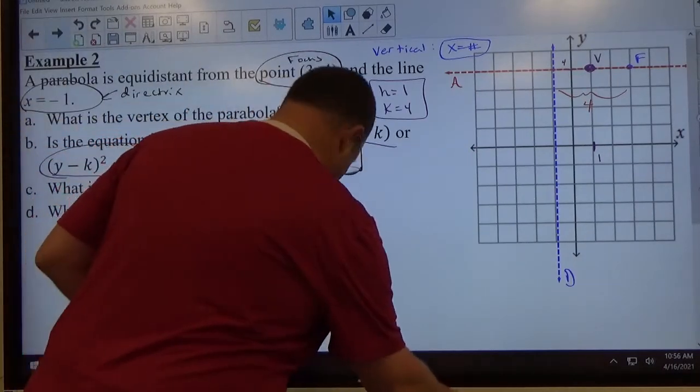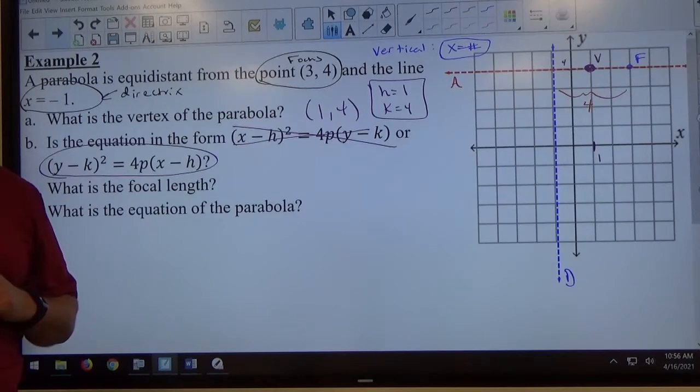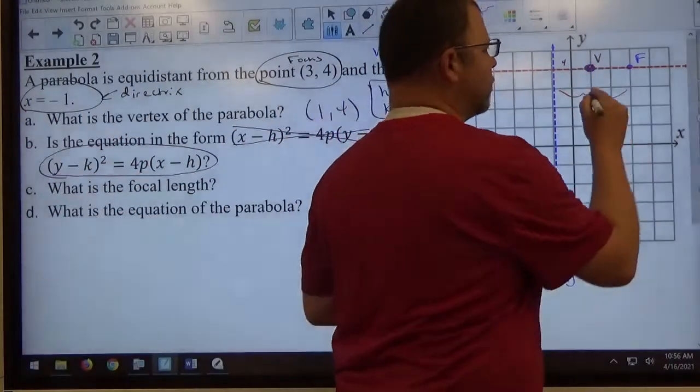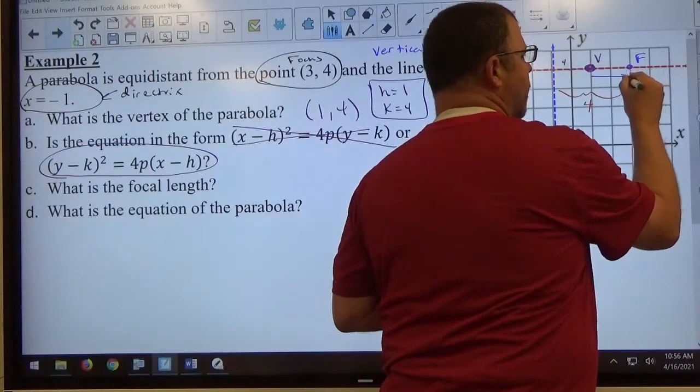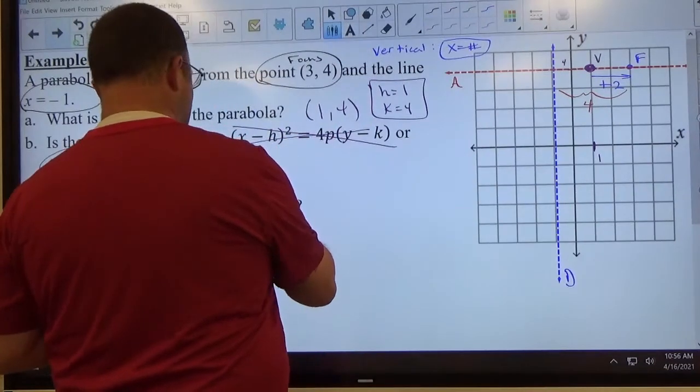Part C, what is the focal length? Focal length, again, is the directional distance from the vertex to the focus. So we start at the vertex, we go to the focus. Which direction am I going? Right, which is positive. How far? 2. So p is equal to positive 2.